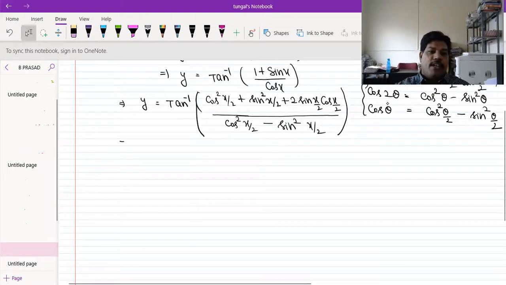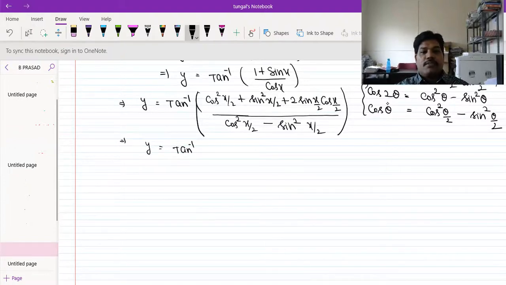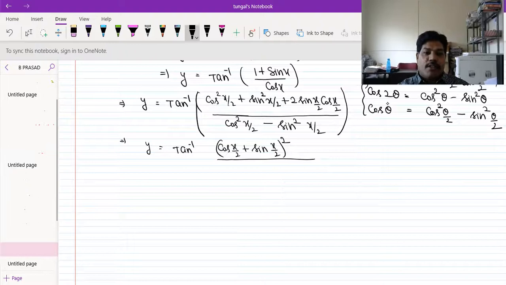So that implies y is equal to tan inverse of... see the numerator, students: a square plus b square plus 2ab. You can write it as (a plus b) whole square, with cos x by 2 plus sin x by 2 whole square. The denominator is in the form a square minus b square, cos square x by 2 minus sin square x by 2. So a square minus b square is nothing but (a plus b) into (a minus b).